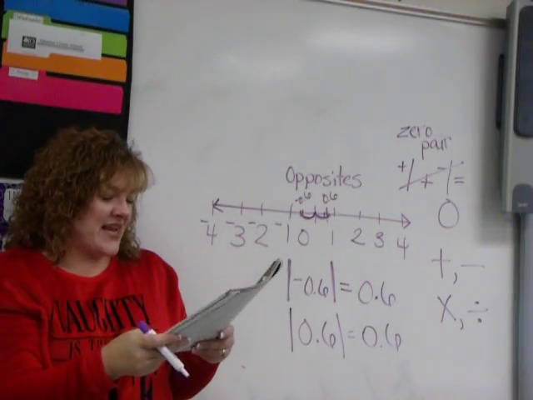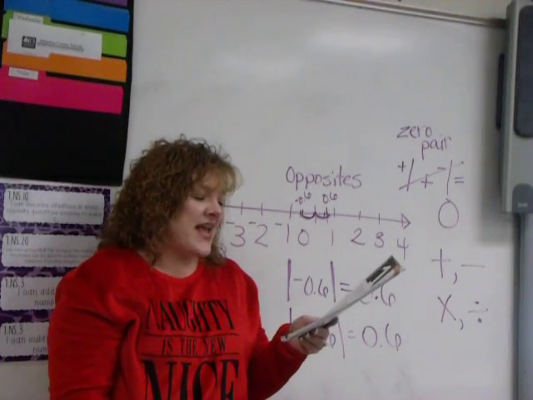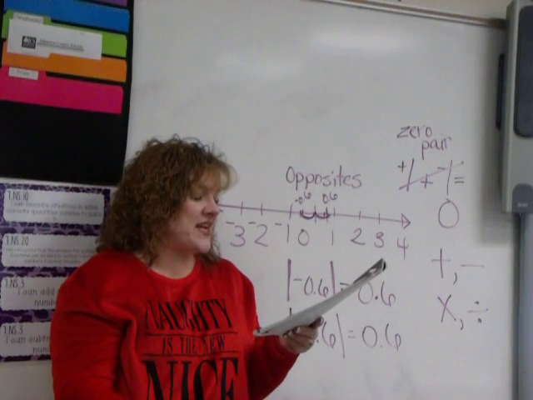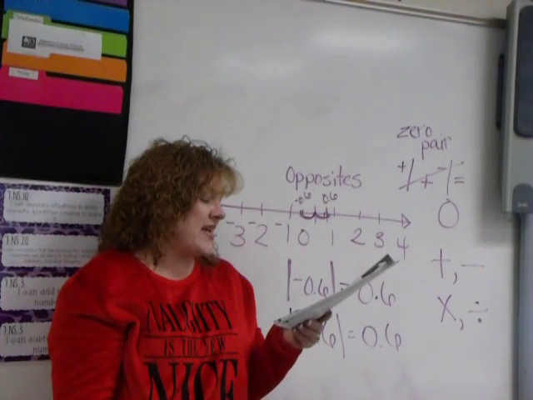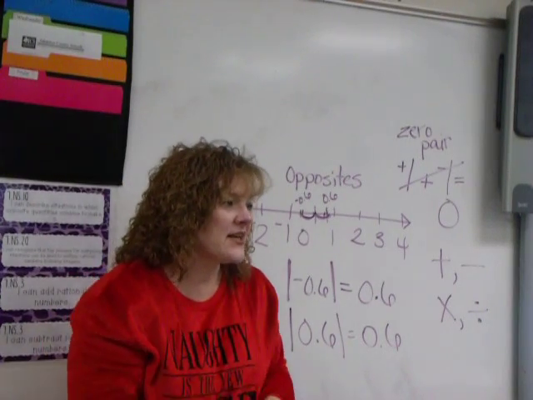The last one is, how can you use a number line to help you list negative 2 and 3/10, negative 3 and 5/10, and 1 and 7/10 in order? How can you use a number line, Jaden?